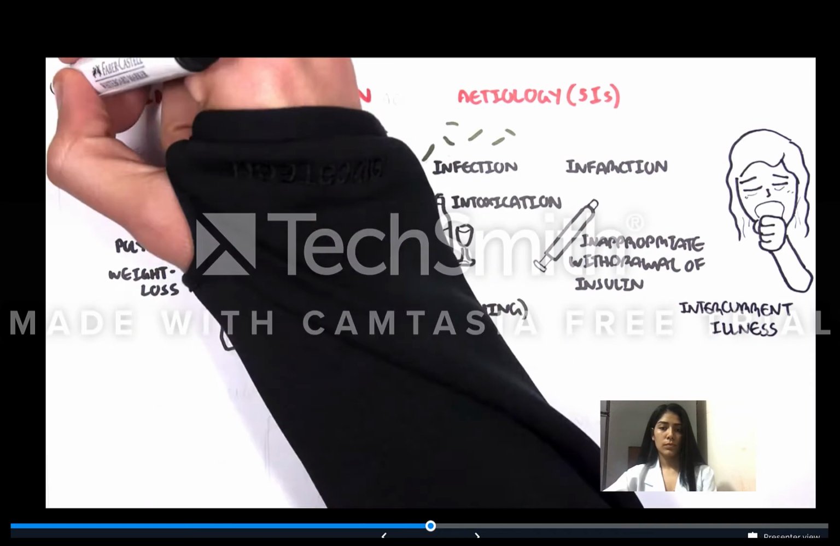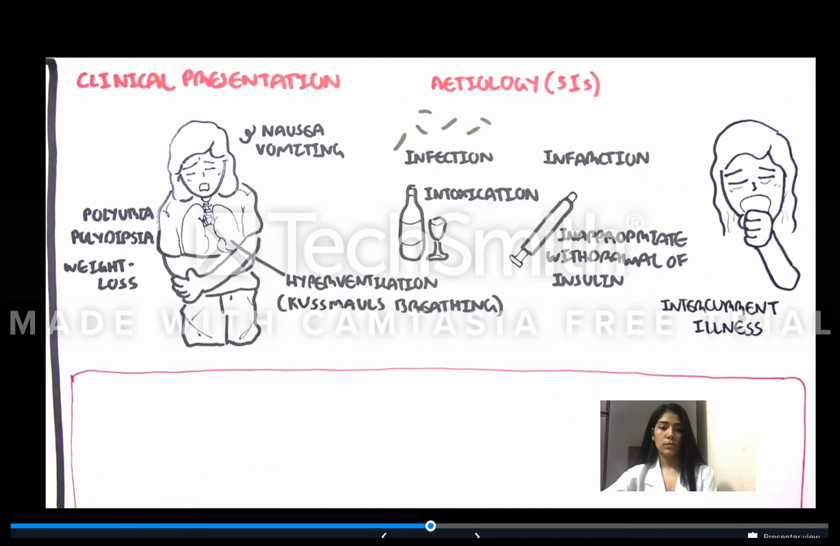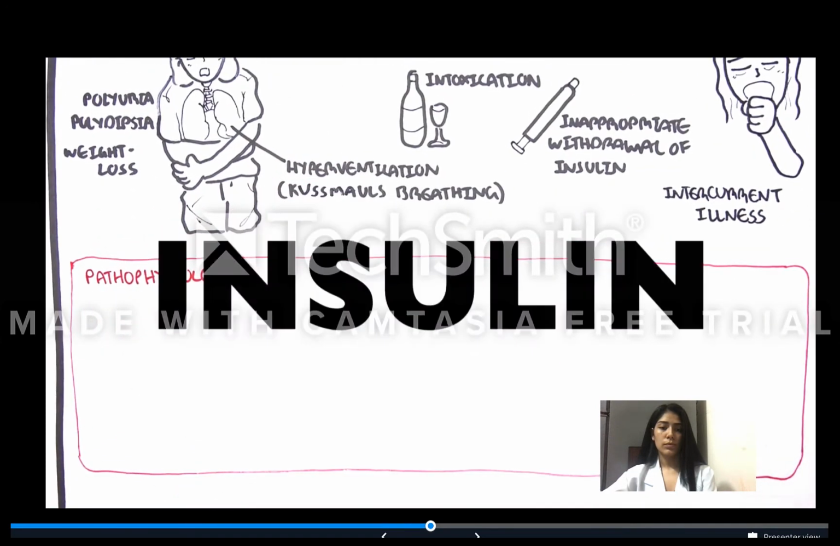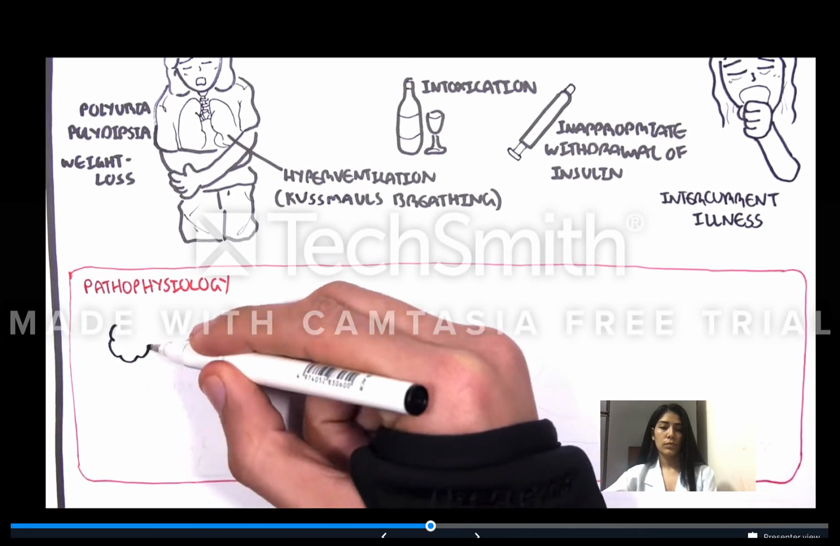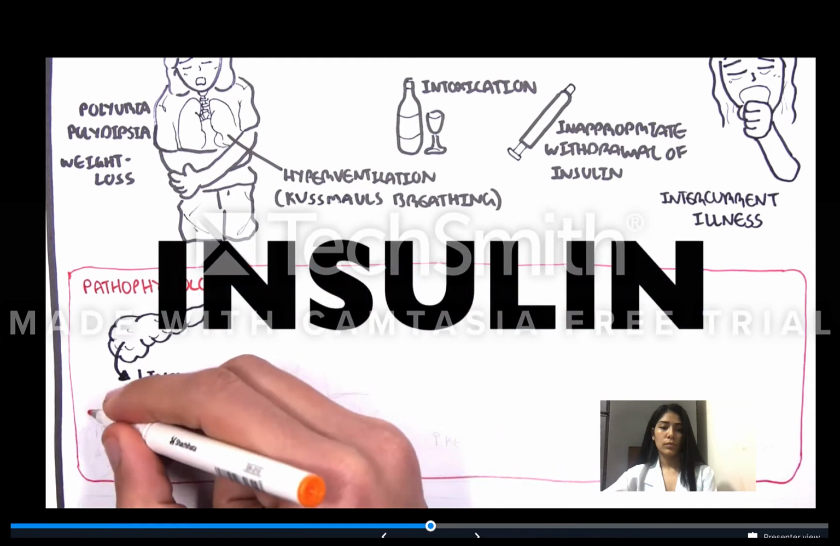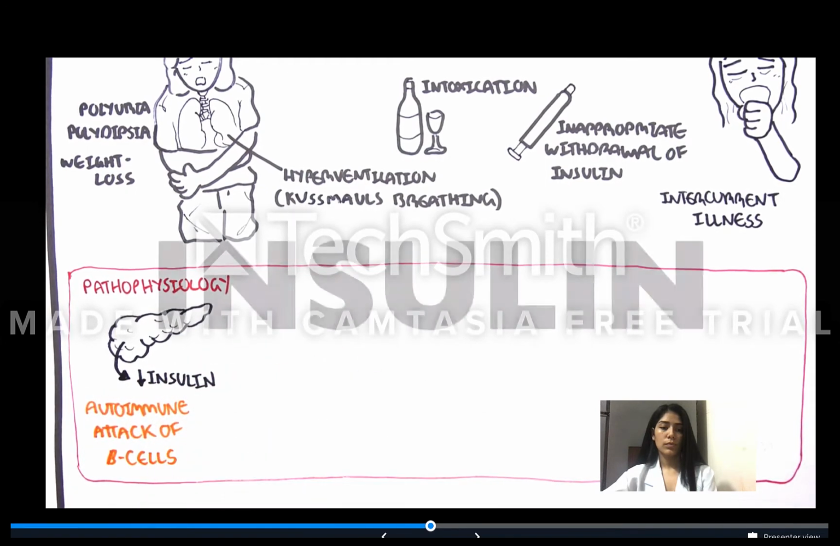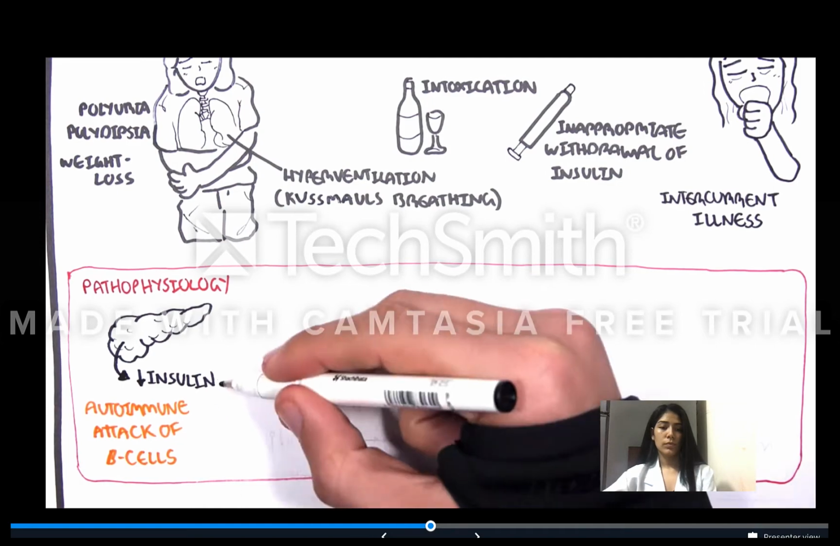So let's go into the pathophysiology briefly. If you want to know more about the functions of insulin, watch a video I have on the fed state, which is under biochemistry. Anyways, the pancreas normally produces insulin. However, in diabetes type 1, there is an autoimmune attack on the B cells, which normally produce insulin. And therefore, insulin is not being produced anymore. So we have a decrease in insulin.